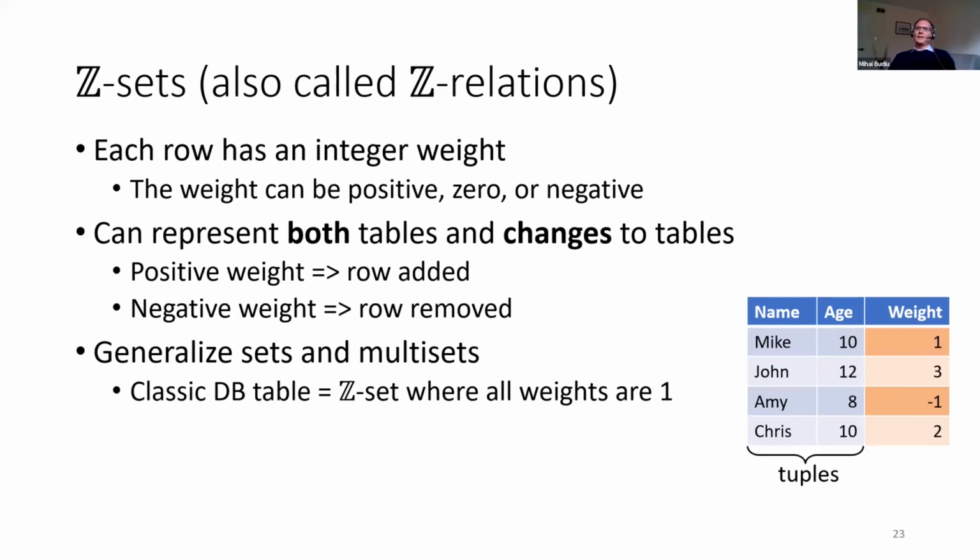This is what you would do for a multiset, right? Think of the weights as how many times the row repeats itself in the table. Both count and sum are actually linear queries in this framework, so they're fully incremental. You can just tell me what you changed in your table, and I'll change what changed in your count or in your sum.